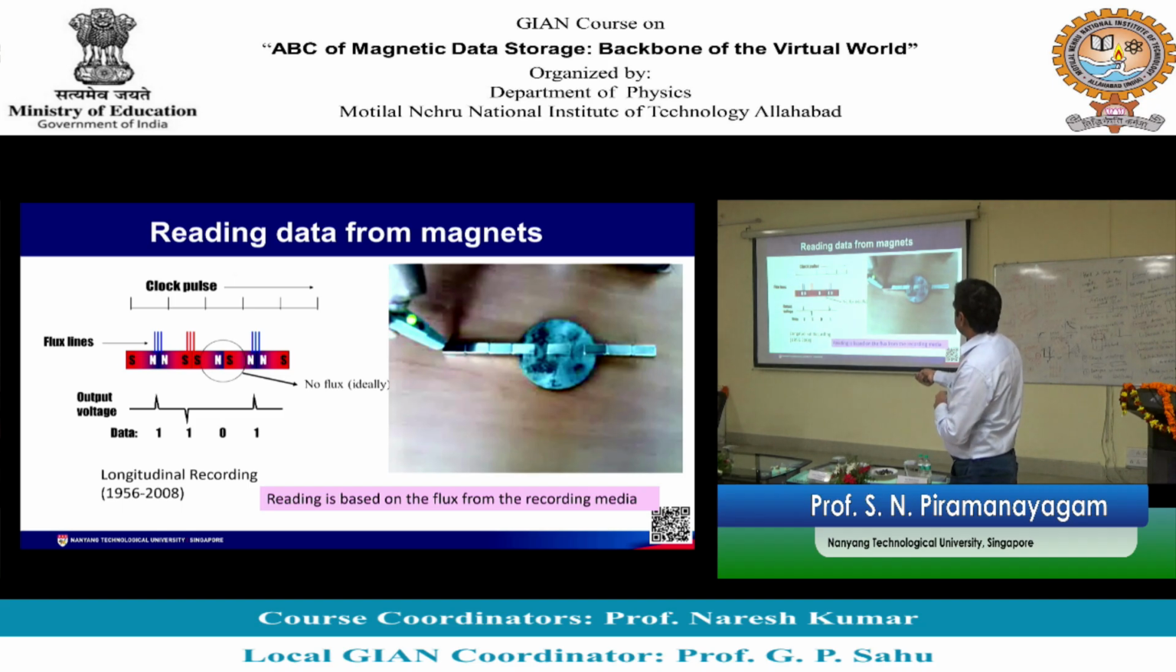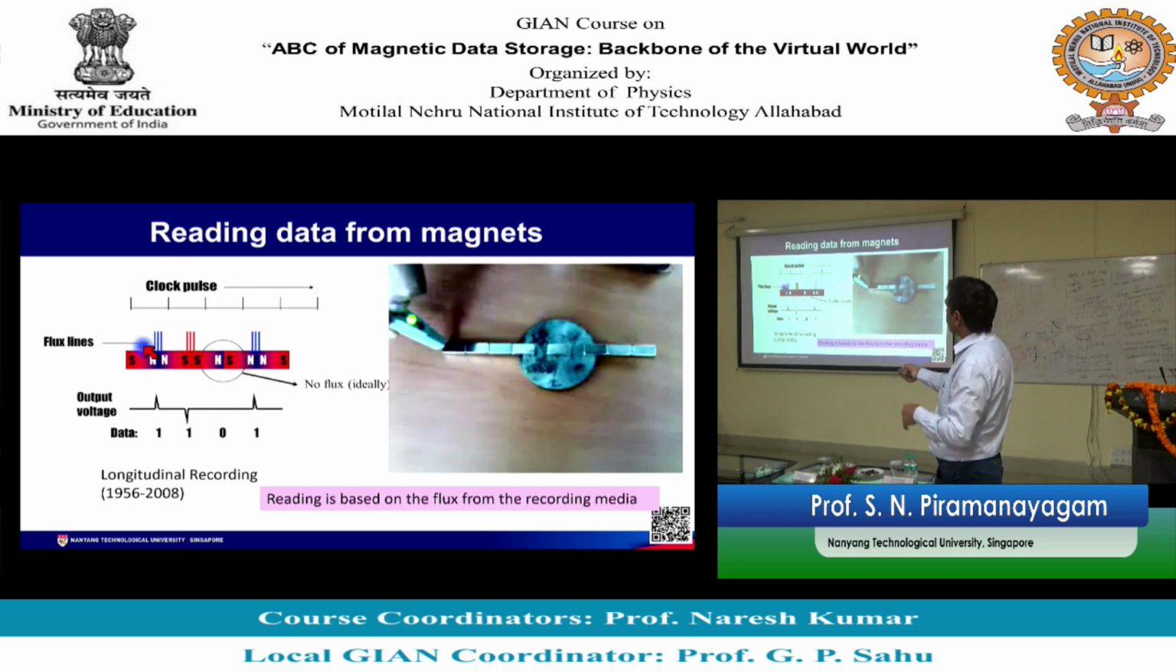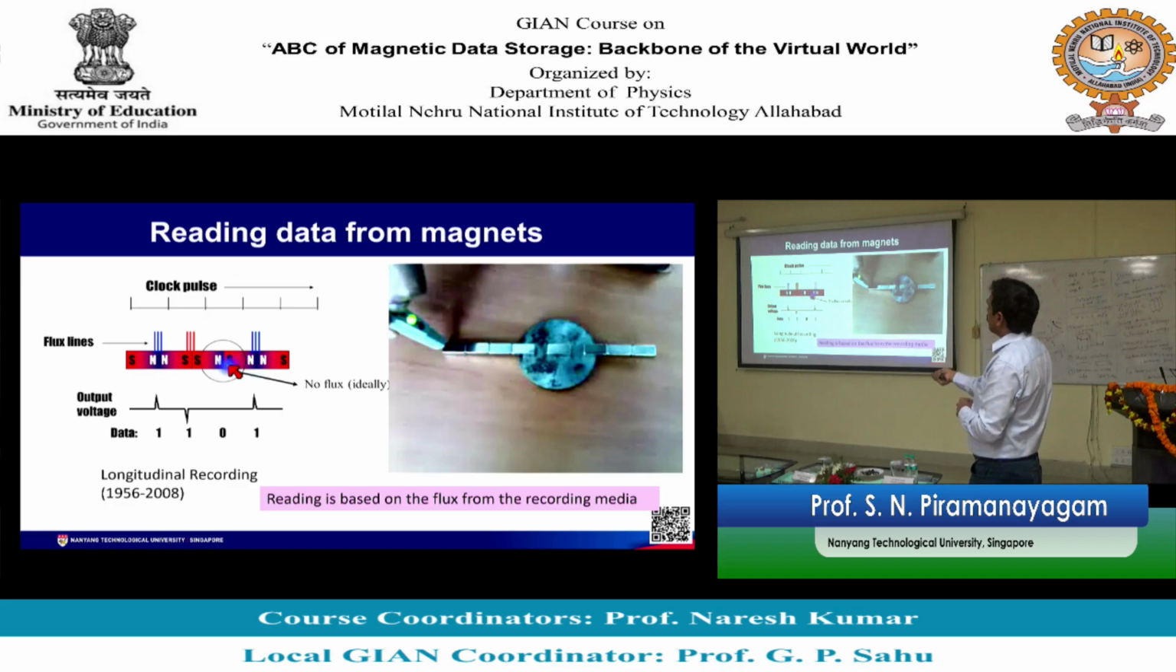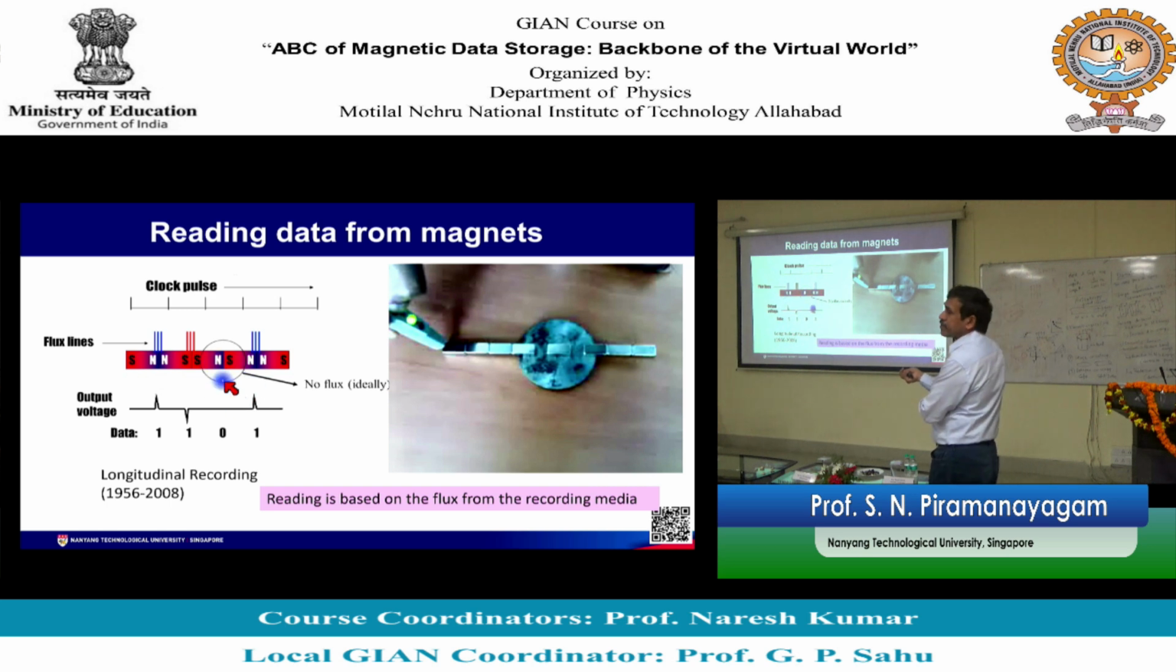For example, here you have north and north pole, so there will be a stray magnetic field coming up outside the surface. Here again you have two like poles, south and south, next to each other, so the magnetic field will be going into the substrate. And when you have unlike poles next to each other, south, north, there will be no field coming out. And again you have north, north, so there will be some magnetic flux.